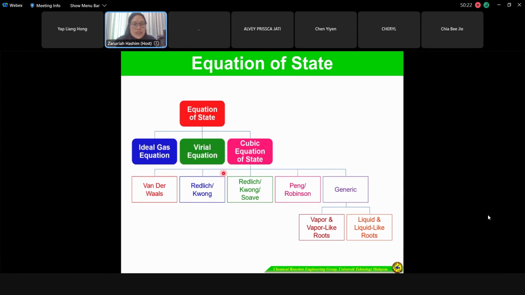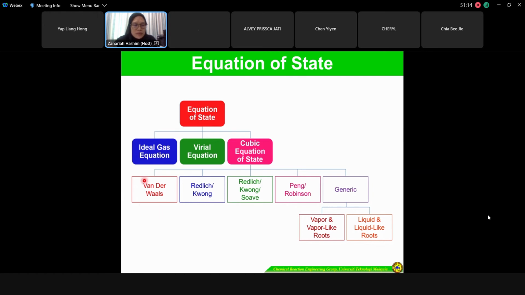and then the virial equation. Last Sunday, I also showed you a bit on the virial equation. Can you remember when you have the term equals 1 plus something power 1 and then power 2, power 3? That is the virial equation. The third one is the cubic equation of state, when you have the cubic term. Cubic means power 3, so V to the power of 3 or P to the power of 3. Under the cubic equation of state, you have the van der Waals equation, the Redlich-Kwong-Soave, the Peng-Robinson, and the generic, which can be applied for the calculation of saturated vapors or saturated liquids.